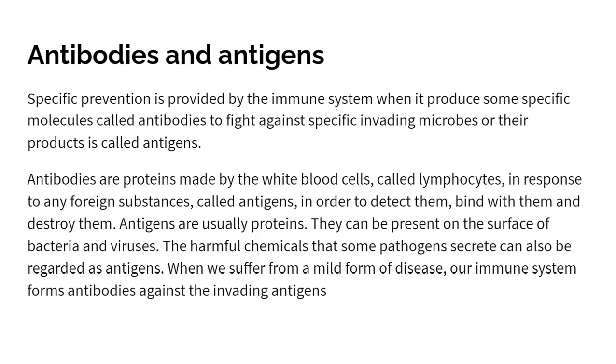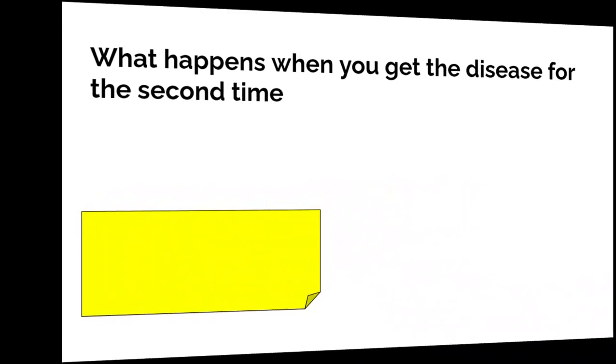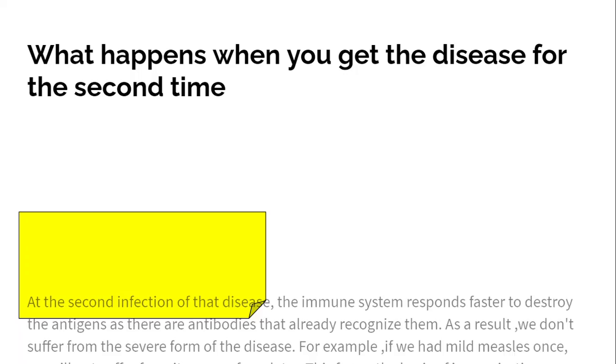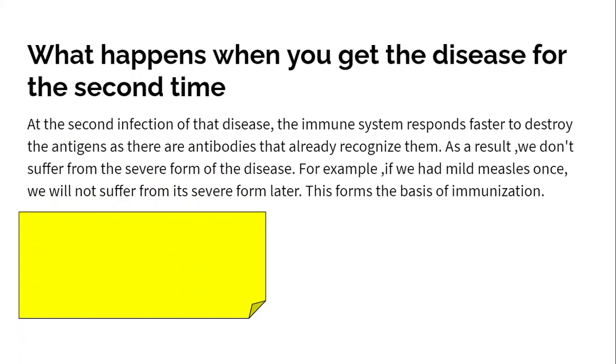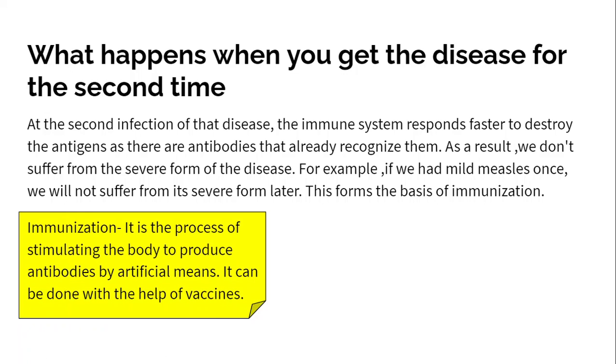Antigens are usually proteins. They can be present on surfaces of bacteria and viruses. And the harmful chemical that some pathogens secrete can also be regarded as antigens. So antibodies fight antigens and antibodies protect us. So what happens when you get a disease for the second time? At the second infection of the disease, the immune system responds faster to destroy the antigens, as there are antibodies that already recognize them. As a result, we do not suffer from the severe form later. For example, if we had mild measles once, we will not suffer from its severe form later.